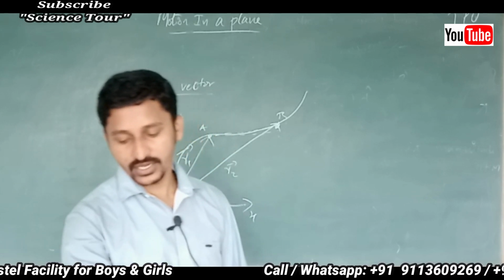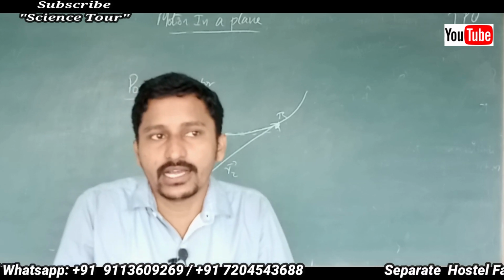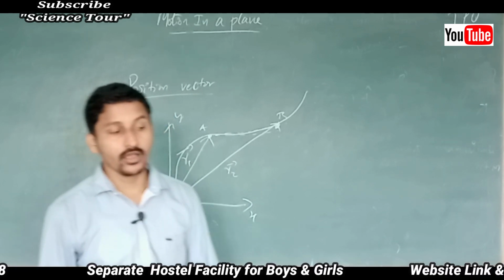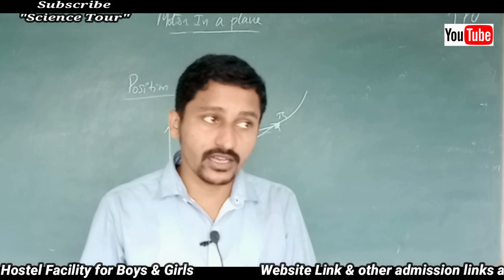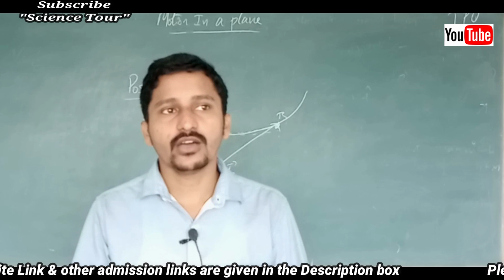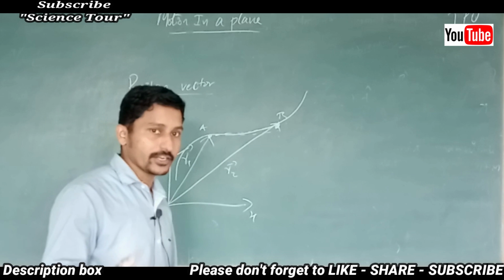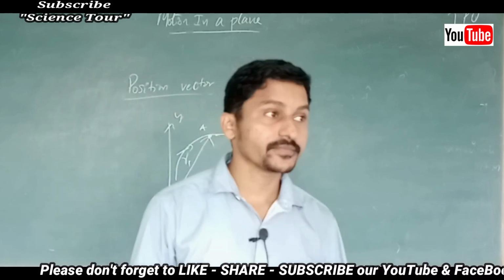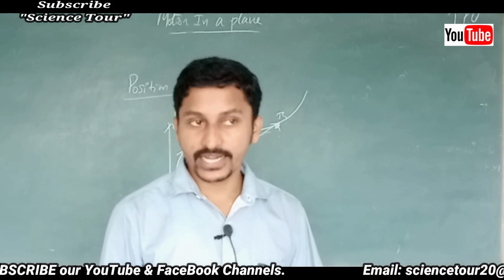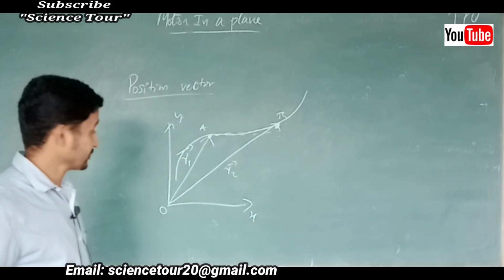Position vector is a vector which is drawn from the origin to the position of the particle. Position vector is a vector which represents the position of the object. You have to write down: position vector is a vector which represents the position of the object with respect to the origin. Okay. Now see the magic.